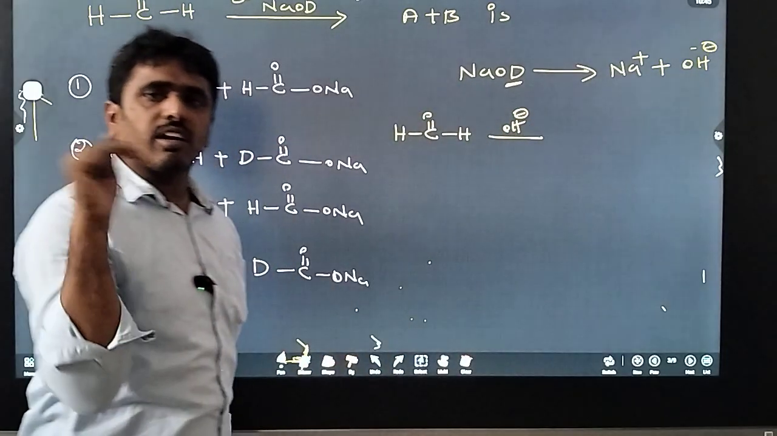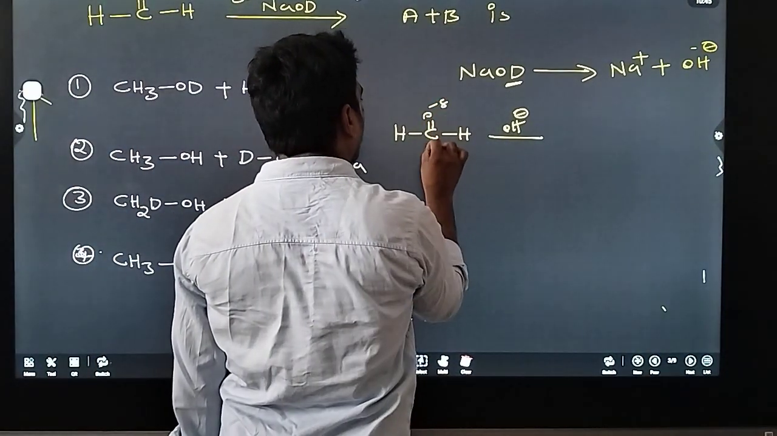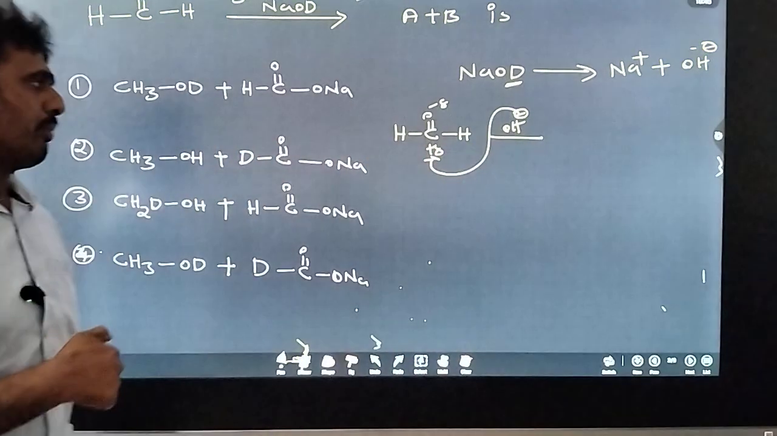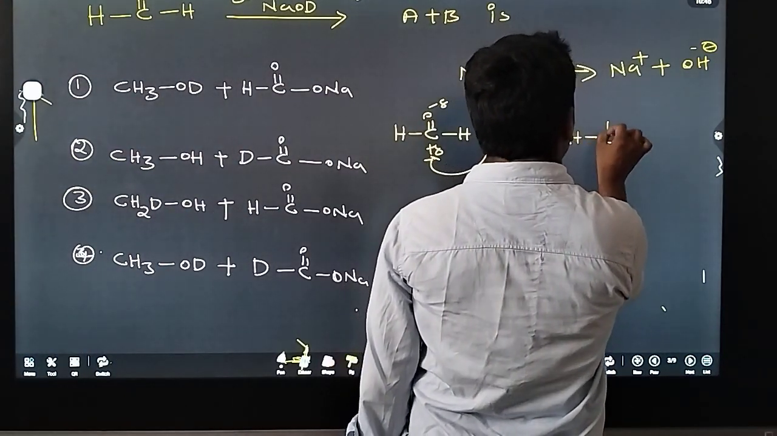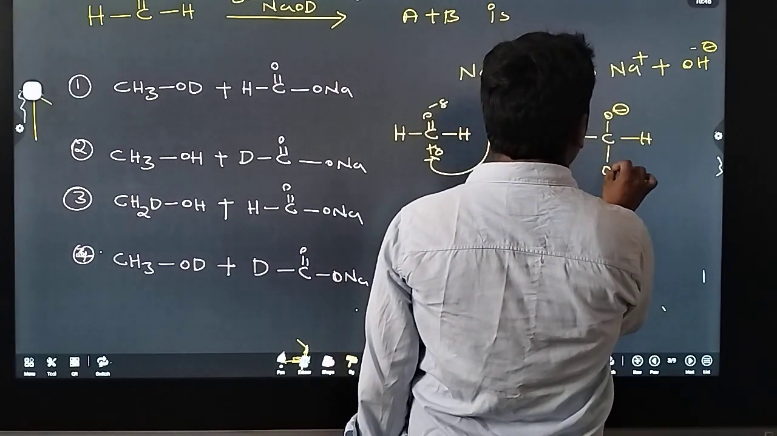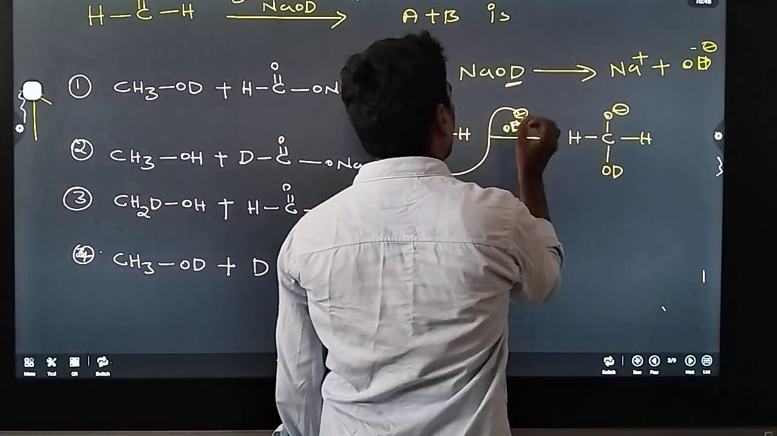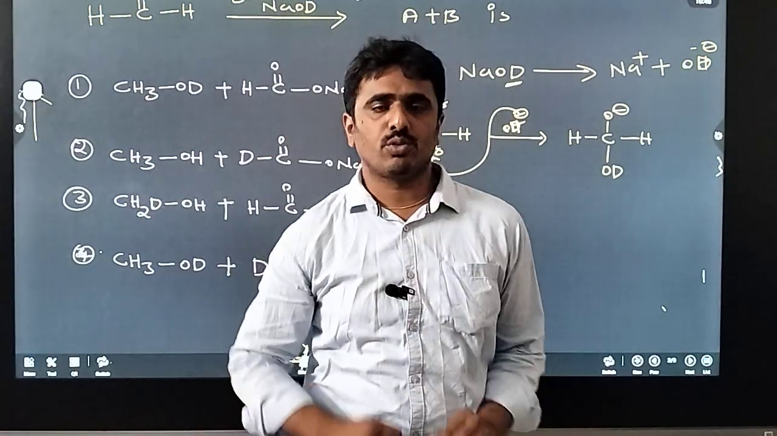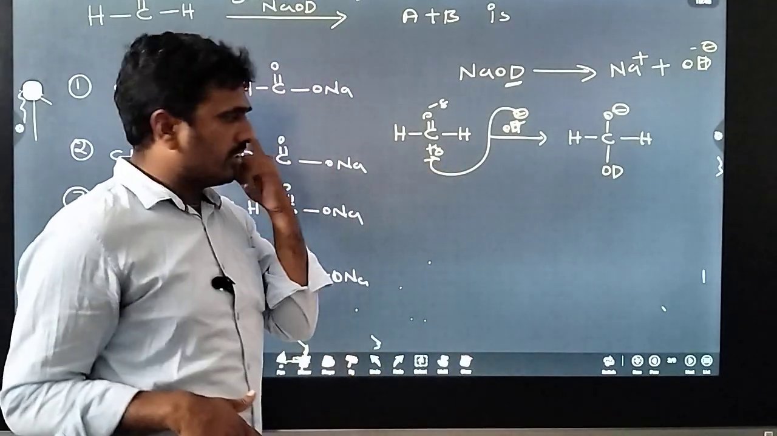The nucleophile attacks the more electrophilic center. Oxygen is partial negative and carbon has partial positive, so electron displacement is towards oxygen. So we get HCO minus and H and OD. This is a neutral species and this is a charged species. Generally, neutral species are more stable than charged species.